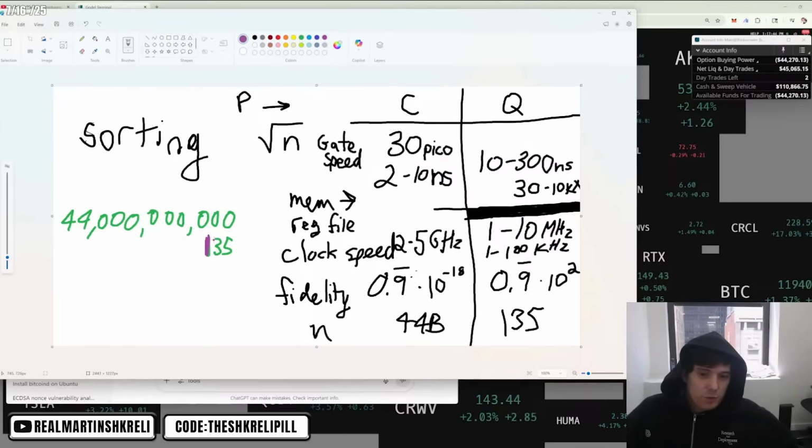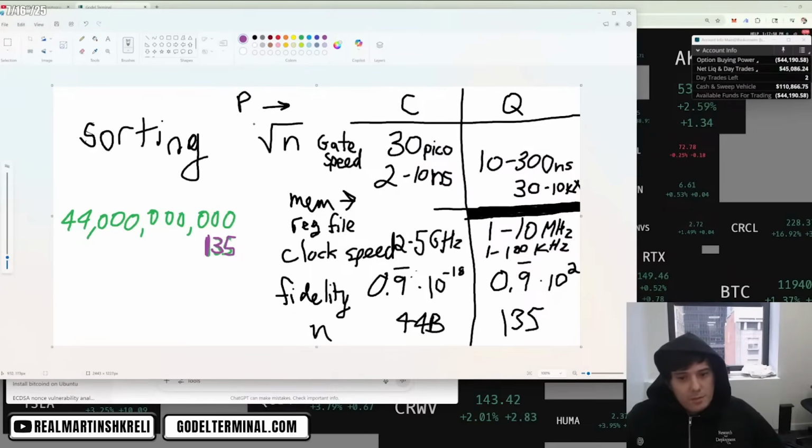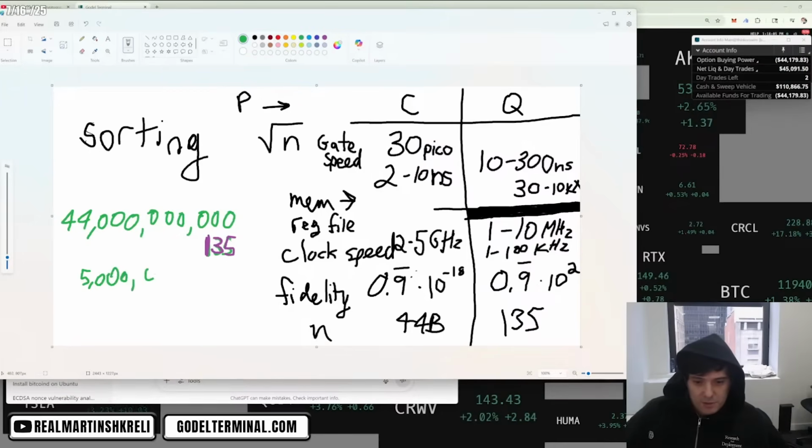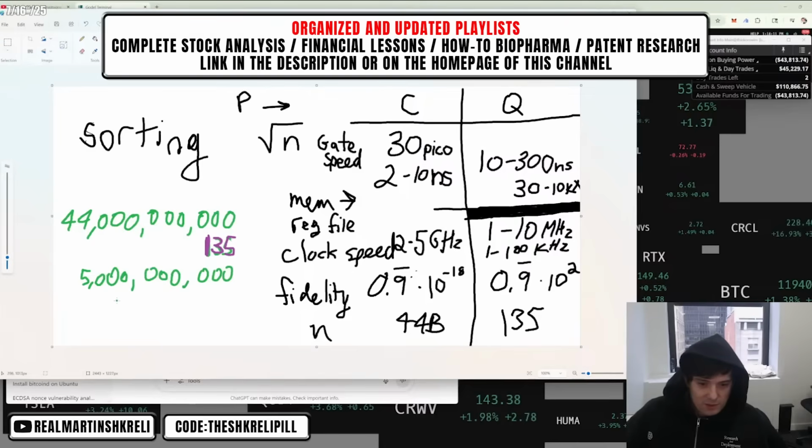Why in the world would you ever use it? You wouldn't. You would only use it if you can get that crazy speed up. Okay, well, let's keep going. What about clock speed? Maybe it's a lot faster. The latest AMD processor can do 5 billion cycles a second. A quantum computer, even the fastest one, can do 10 million cycles a second.